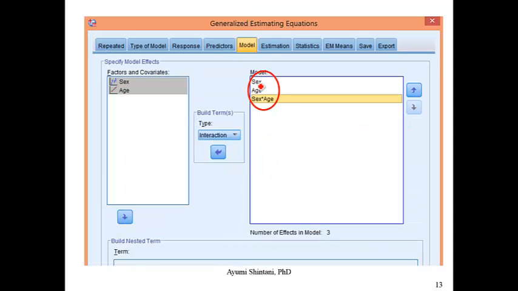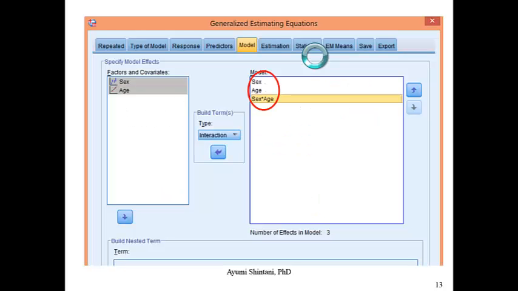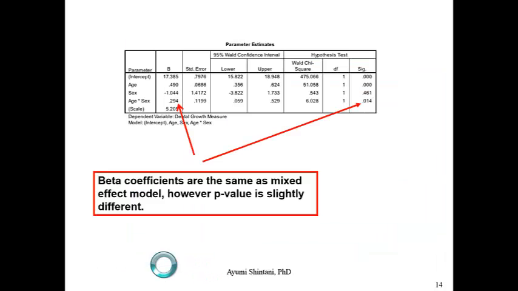In the model, we need to put the main effect of sex and age and the cross product term between sex and age. So model parameterization is exactly the same as what we did in a mixed effect model, right? So that's all you do, and then you click OK or Run, and this is the output you have. And interpretation is exactly the same as what we did in the mixed effect model.